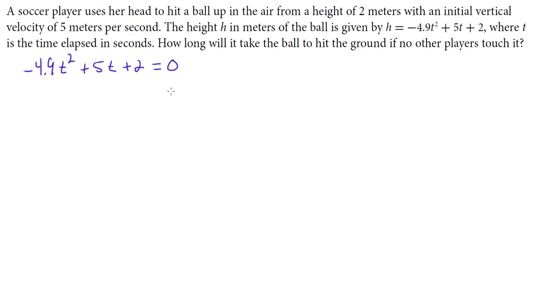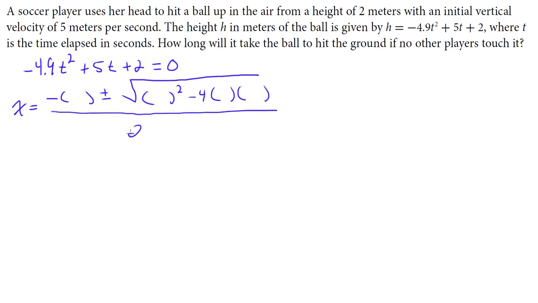So since this equation is already set to 0, we can go ahead and plug this into our quadratic formula. So x equals negative b plus or minus radical b squared minus 4 times a times c, all of that over 2a. And let's go ahead and plug our numbers in. So our b value is 5. That goes here and here. Our a value is negative 4.9. And our c value is 2.